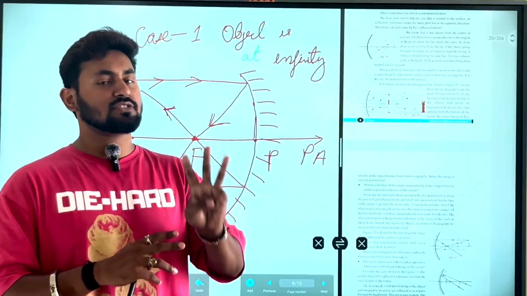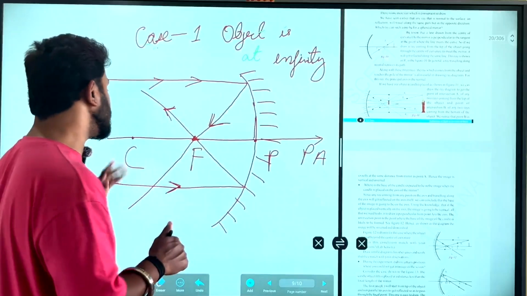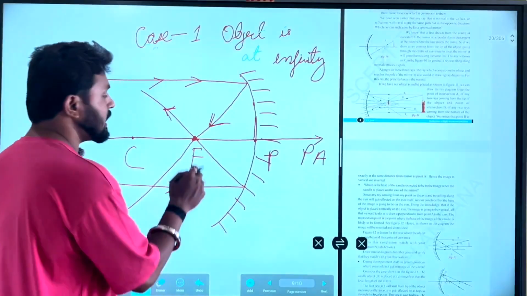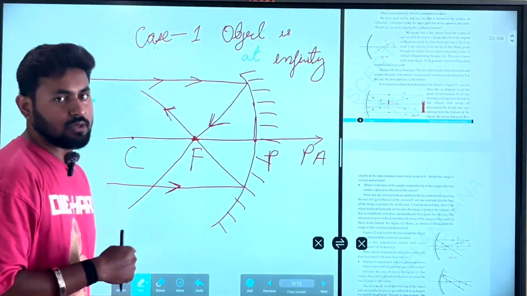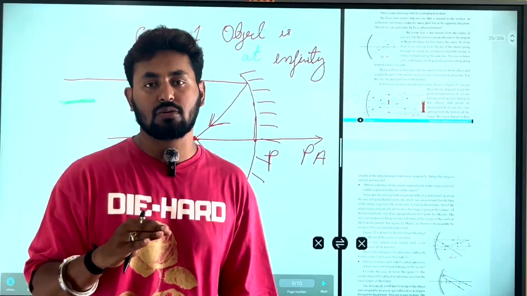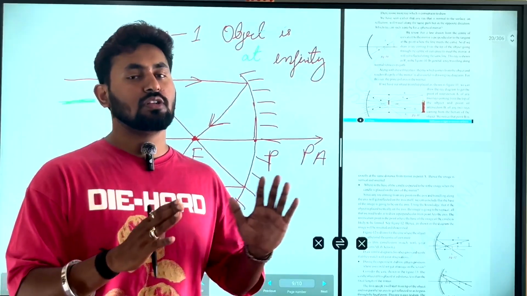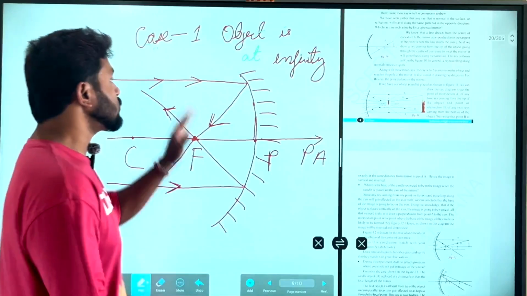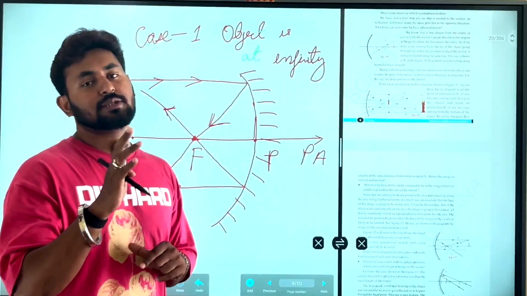Now these three points are very important. The fourth point is that the image is on the same side as the object, because as you can see, somewhere over here at infinity I have the object, and the image is getting formed over here, not on the right hand side of the mirror, only on the left hand side. That's why the object and the image are on the same side of the mirror. This is the ray diagram for case 1, that is, the object is at infinity.